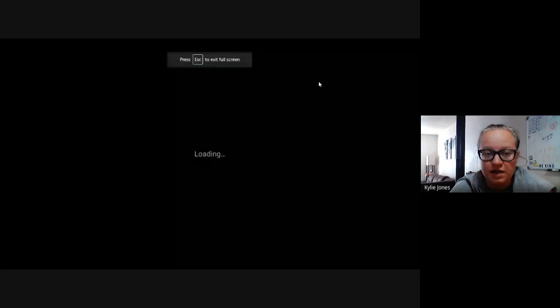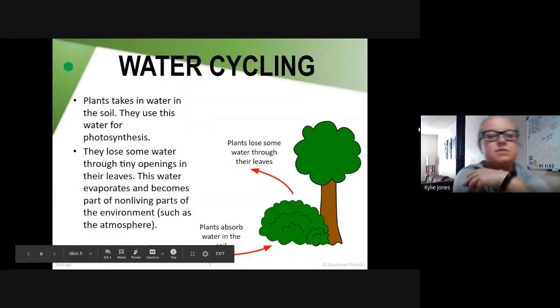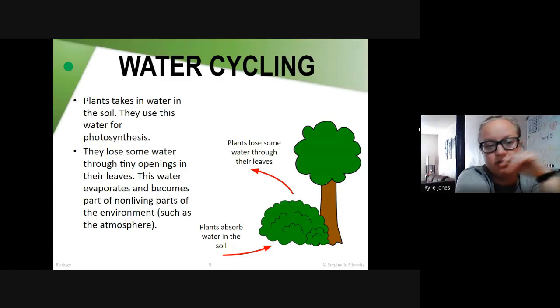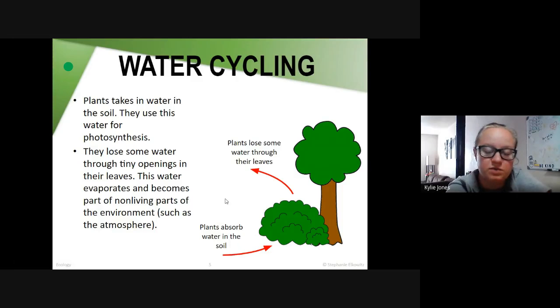I'm going to go over this last part of water cycling that is there. So this one talks about plants. So plants take in water from the soil. They use this water for photosynthesis. They lose some of the water through tiny openings in their leaves, and then this water evaporates and becomes part of the non-living parts of the environment, such as the atmosphere. So that's part of the water cycle, the evaporation of water, and then it'll go up into the clouds, and then it'll rain, and you'll get precipitation. So that's probably where the next slide was going, but that's okay.